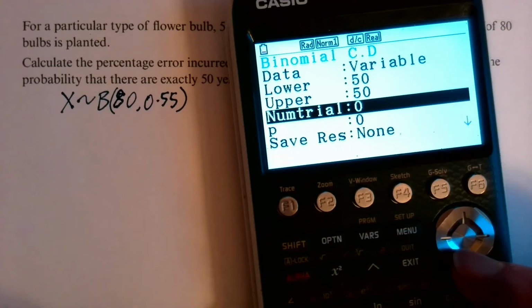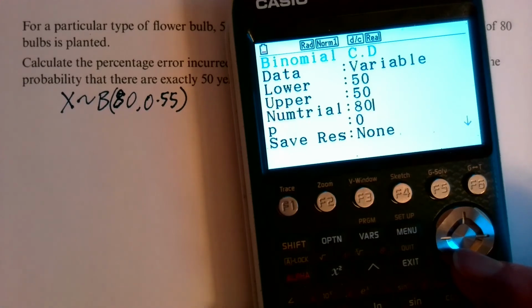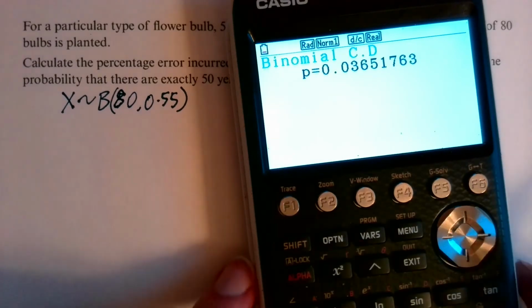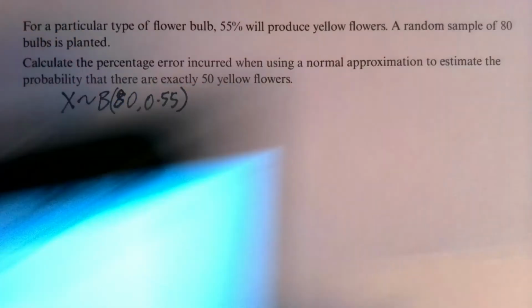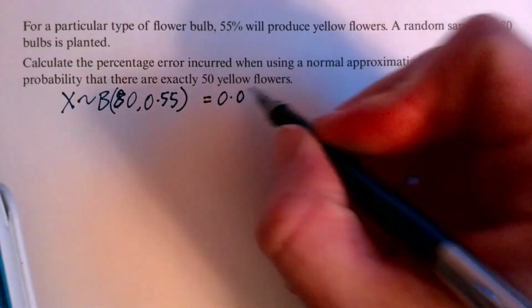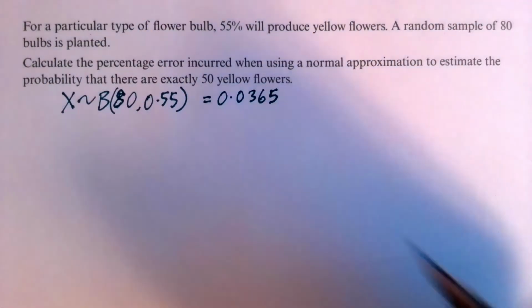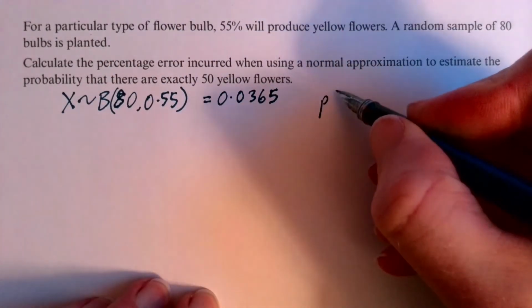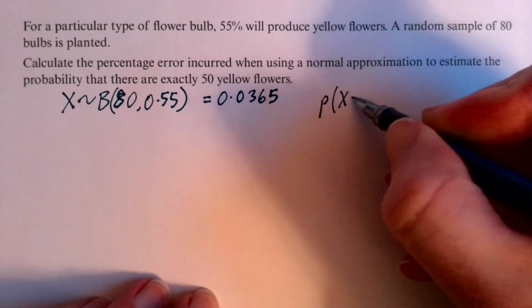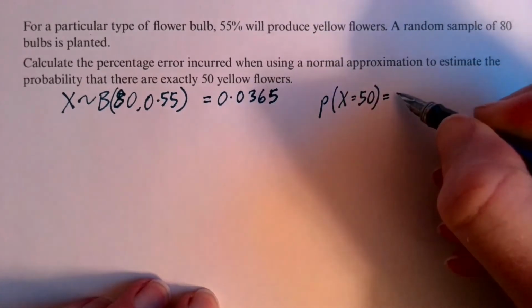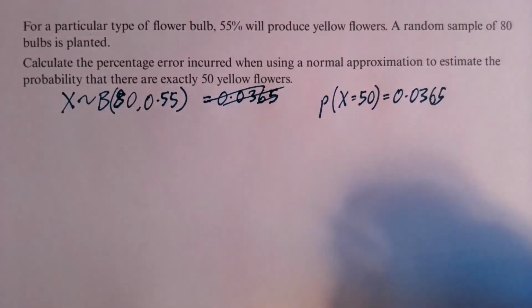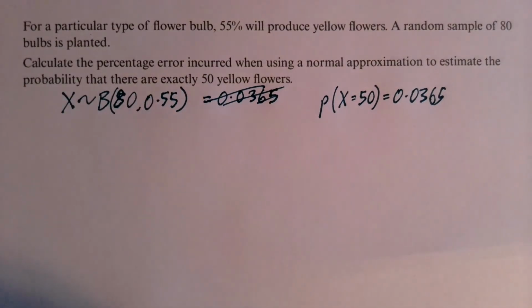So then we'd have the number of trials is 80, the probability 0.55, and that gives us 0.0365 to 4 decimal places, which is all we need. So hang on, I should have written probability x equals 50 equals 0.0365, shouldn't I? Right, so then we need to go through the normal distribution process to find out what that would be.